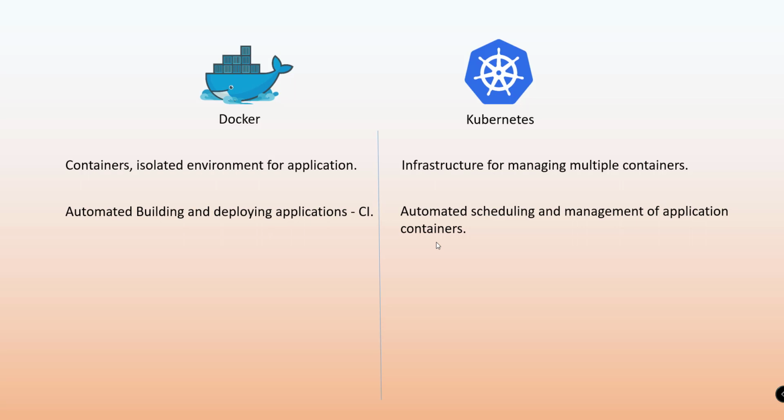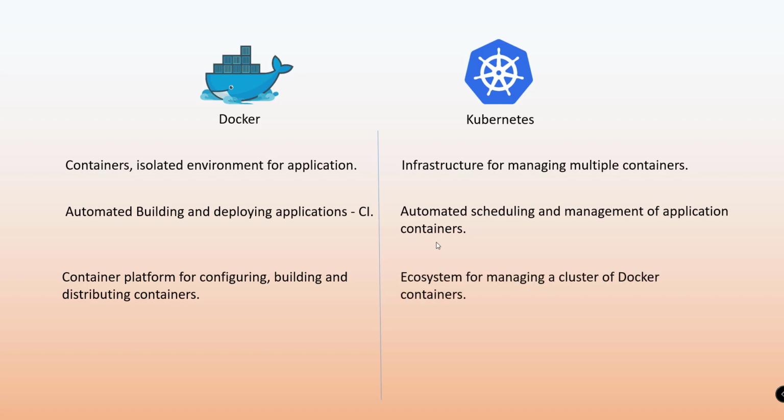With Kubernetes we can scale our application, we can do load balancing of our application, and we can integrate with our Docker CLI. We have a separate CLI tool for this. It can support complex installation and manual setup of monitoring, load balancer, etc. Docker is a container platform for configuring, building and distributing containers, whereas Kubernetes is an ecosystem for managing a cluster of Docker containers. So these are the basic differences between Docker and Kubernetes.